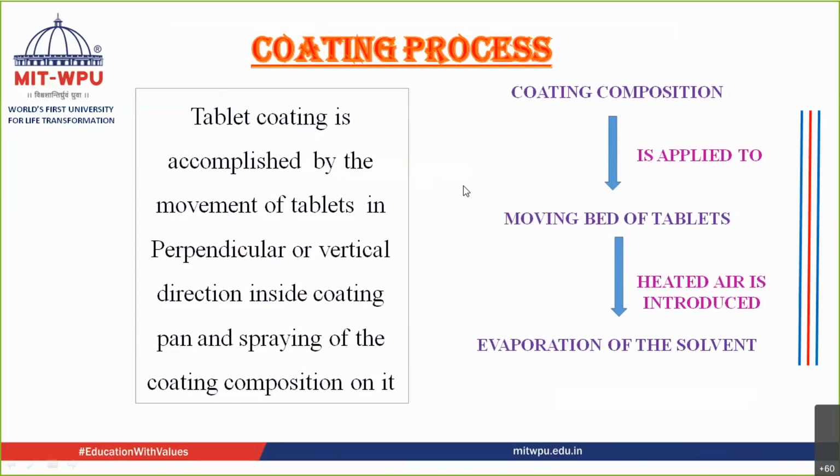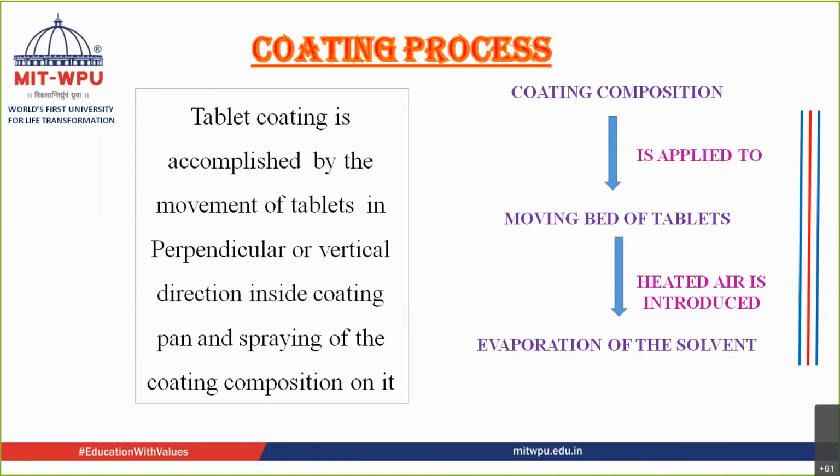In the coating process, we saw that we must prepare a coating solution, and this coating solution is sprayed or applied onto the moving bed of tablets. When you're doing that, you also apply heat so that the solvent evaporates, and you apply exhaust to remove that evaporated solvent, because of the hot air. In all this process, a layer of coat gets formed onto the tablet.